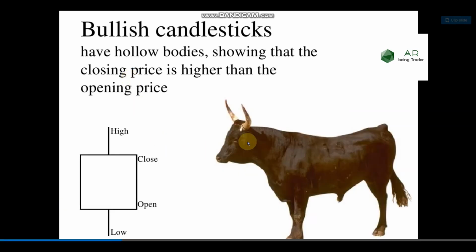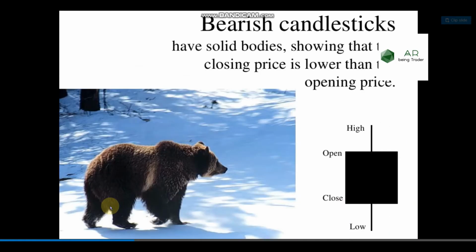Bull in the stock market is always represented by a bull. You can see it's a bull, right? Sorry for that. Now, bullish candles can be green candles also. Bullish candles will be green. Bearish candles will be black.